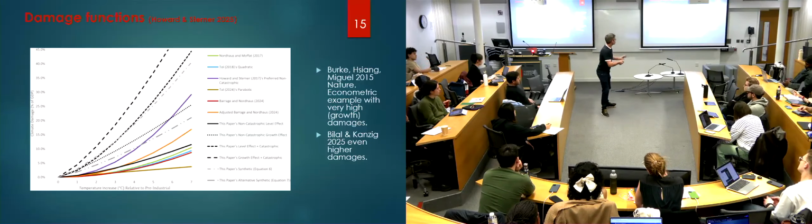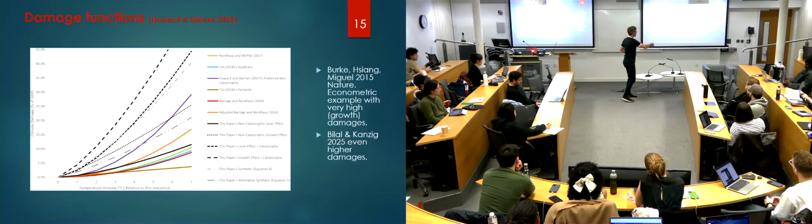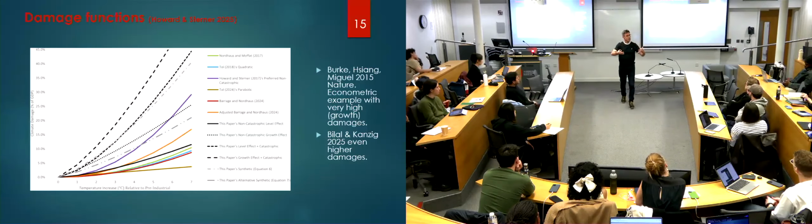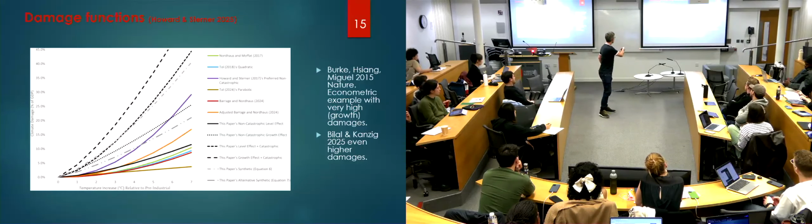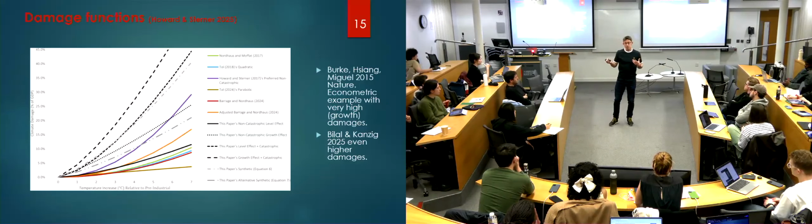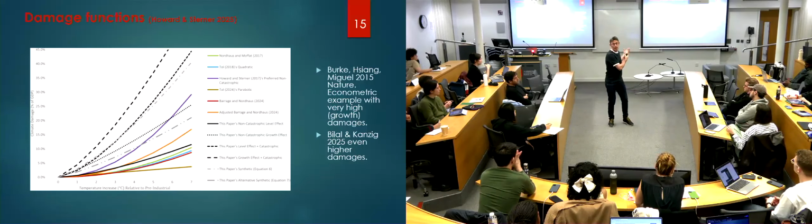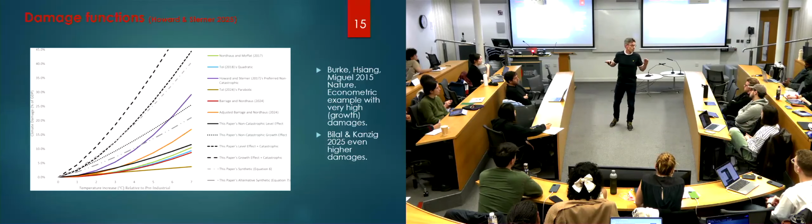So the key thing is, for example, here, Bilal and Kanzik now find damages that are 10 times larger, much larger than even this line. But I had a student last year, a master's dissertation. She adds 2 lags to the model, and the result is gone. Actually, with 2 lags, the identifying assumption of the model is better.